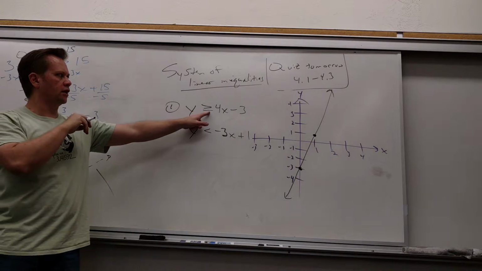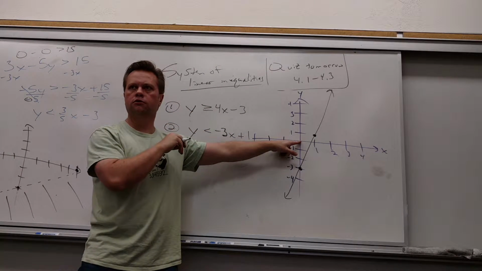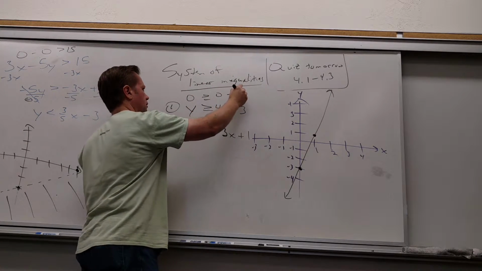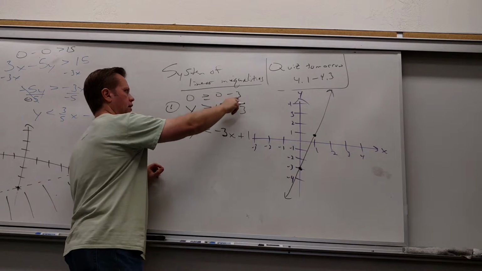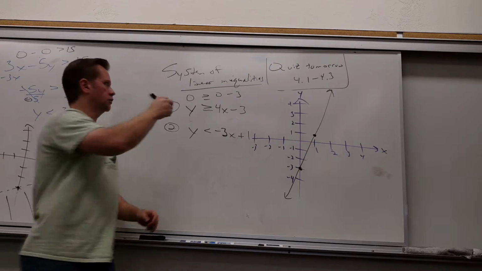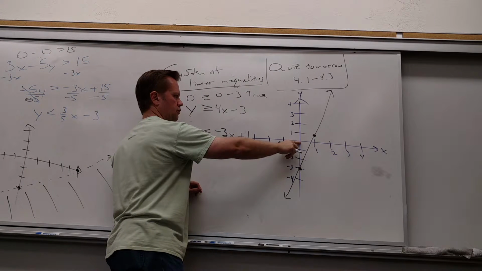And then which way am I going to shade? Well, if I plug in 0, 0, it's right here, right? So if I plug 0, 0 in, is this true? Is 0 bigger than -3? Yes. 0 is bigger than -3. True. So I shade in the direction of that.